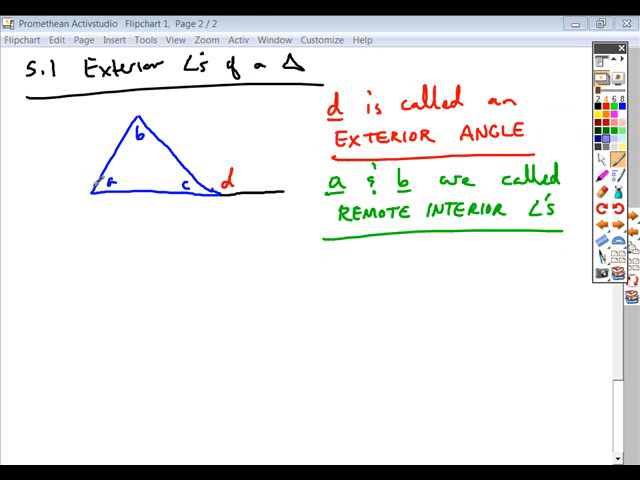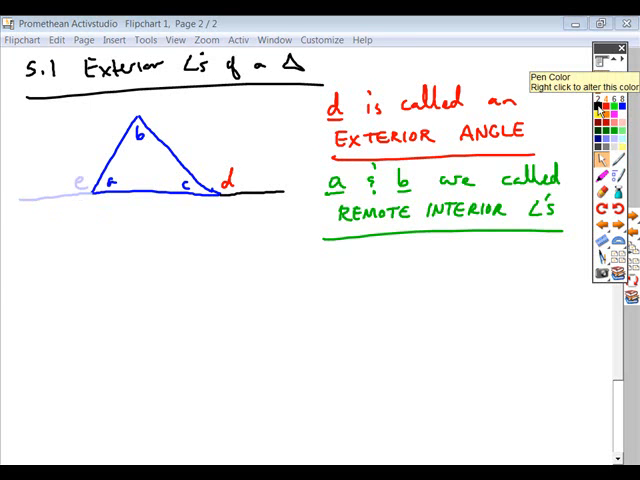Now, if I had taken this side and extended it rather than the one off of angle C, and I called this angle E, if angle E was the exterior angle, what would be the remote interior angles for it? B and C, right? So I'm going to hide this. We're not going to deal with that one. But if angle E was the exterior angle, angles B and C would be the remote interior angles.